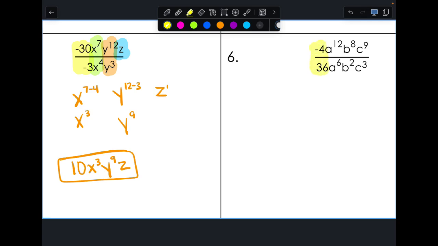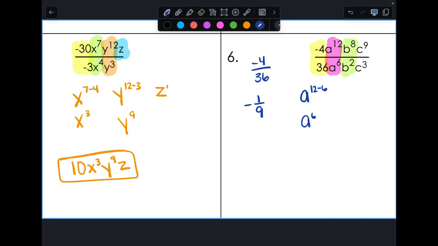Okay. What's the first group? Negative 4 and 3. What does negative 4 over 36 simplify to? That's 36. Thank you. The next group. 8, 12. Okay. So what do we subtract? 12 minus 6. And 12 minus 6 is? 6. Okay.